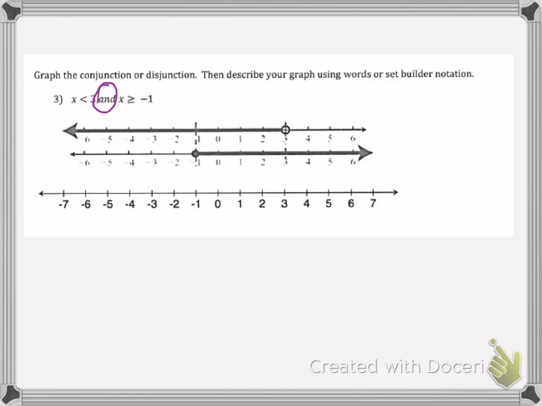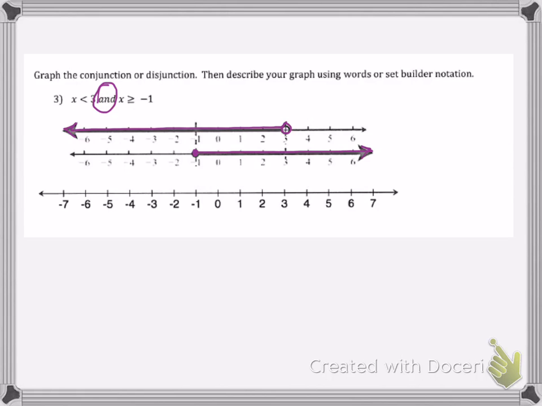So the first graph is on the top. We're looking at x is less than 3, so that's already graphed for you. An open circle at 3 and shading to the left. And then x is greater than or equal to -1. That's graphed for you as well. Closed circle at -1, shading to the right.